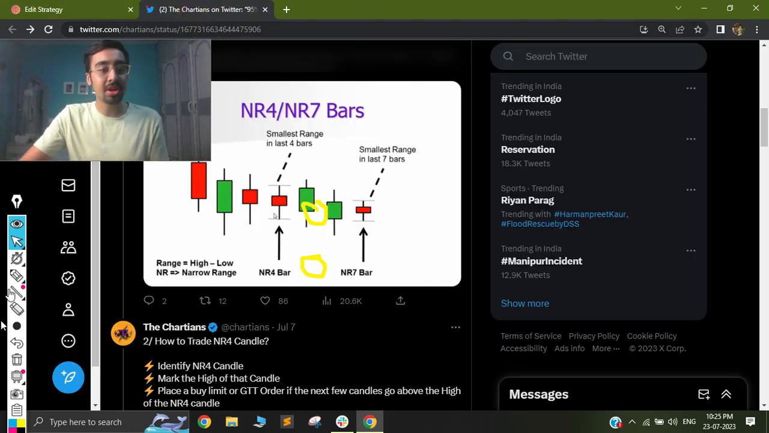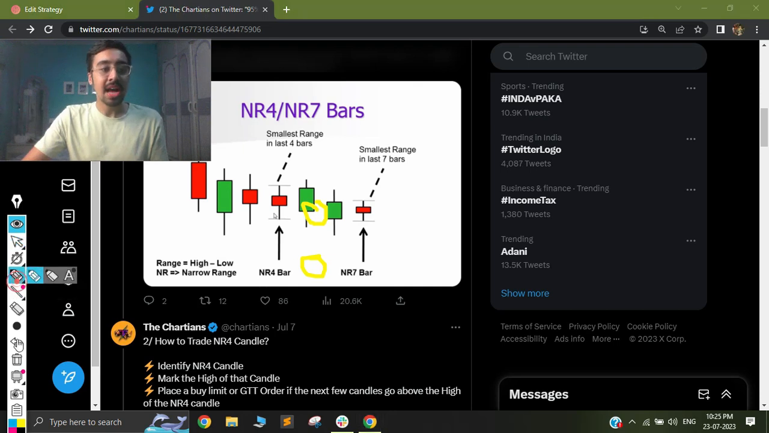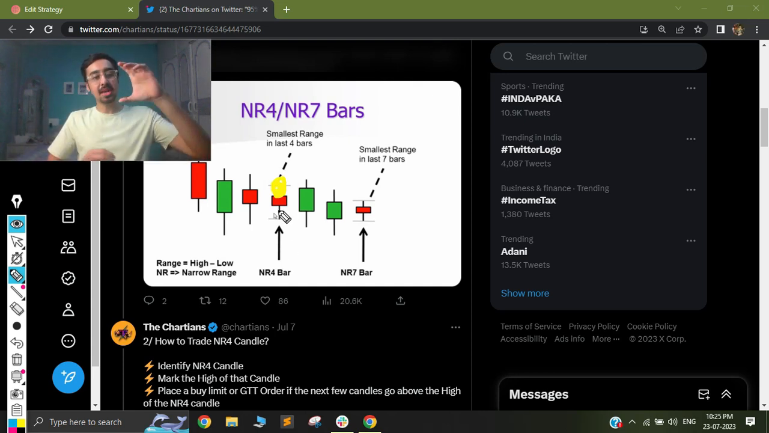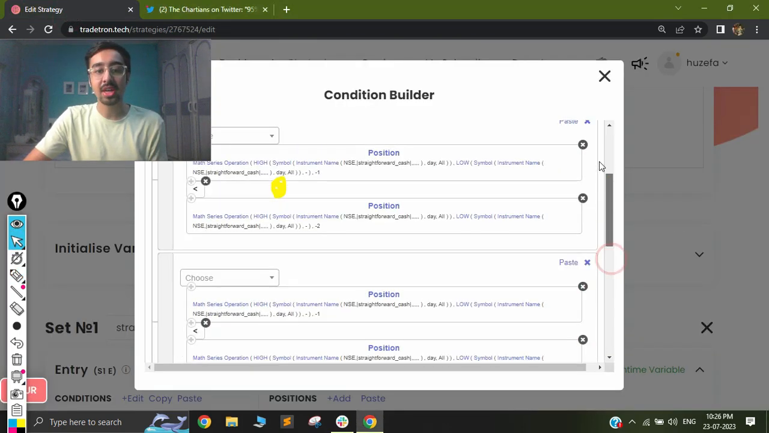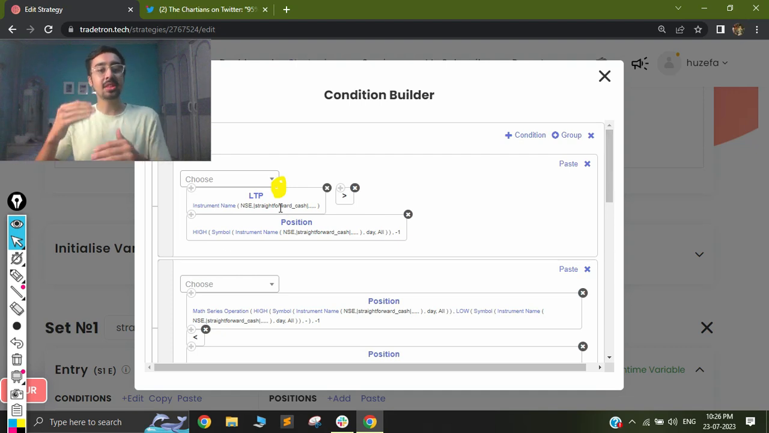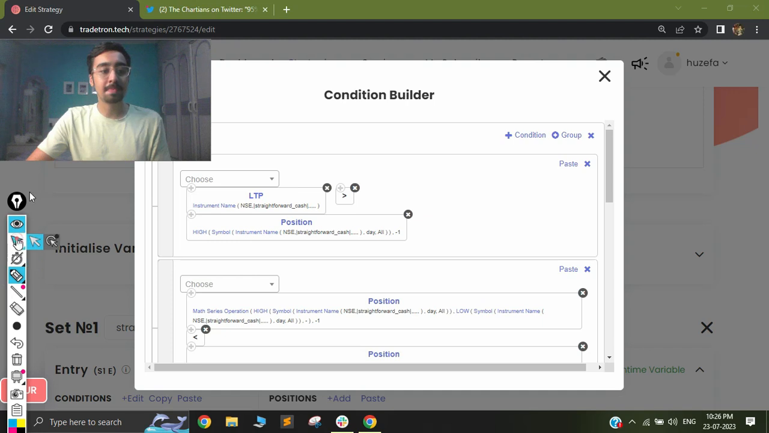As shown in this screenshot, I will first wait for the high of this particular candle to be broken. Once I have my narrow range candle, I will mark the high of that candle and I will take a trade only if the high of that candle is broken. So in my entry condition, I have a condition where I'm checking if the LTP is greater than the position high of that particular day candle. In case the high has been breached, I will be taking a trade. That is the logic that I have built here.